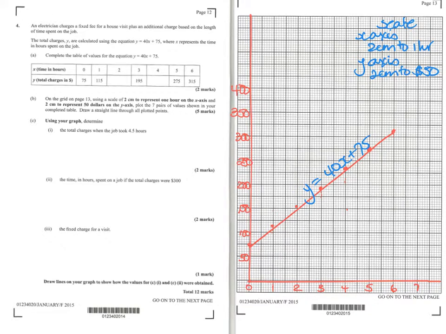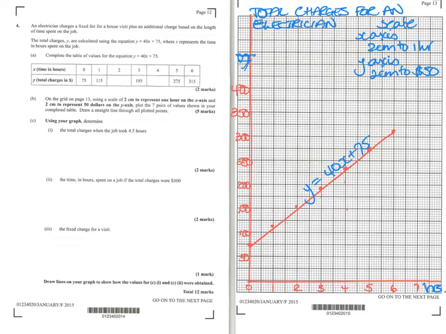We could put in a title for a graph. We can call it total charges for an electrician. And we can label our axes. We know that y is the charge in dollars, and we know that x is the number of hours.